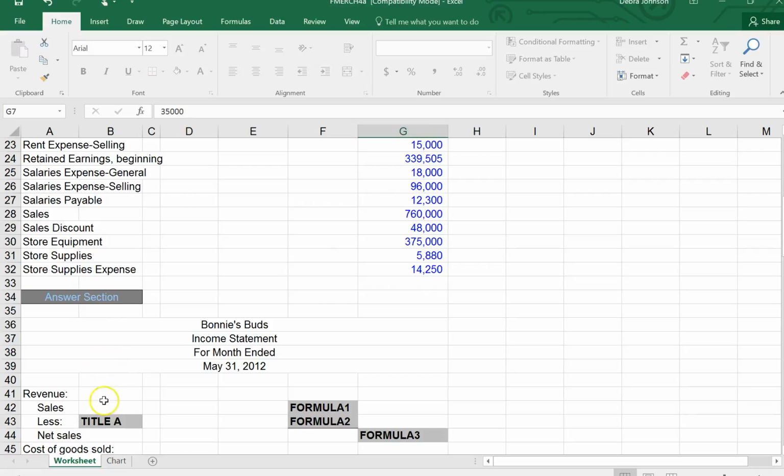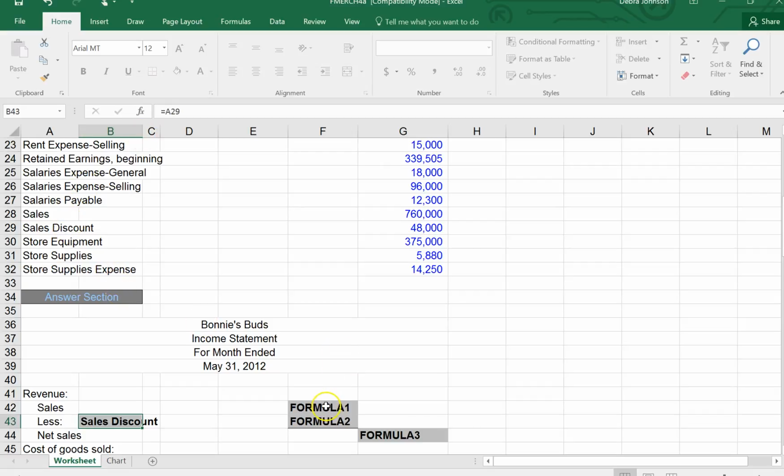Now instead of typing it, you might be better served cell referencing. So I'm going to come down here, put in an equal sign, and go pull the sales discount account and press enter. Once again, if you go look at the contents of the cell up here in the formula, we cell referenced it to cell A29.